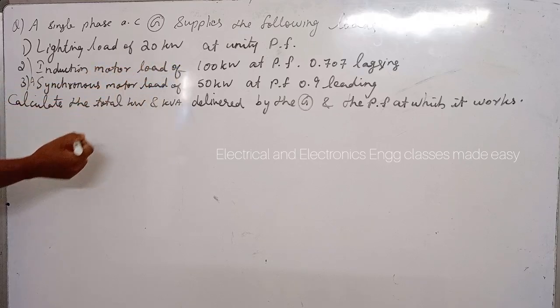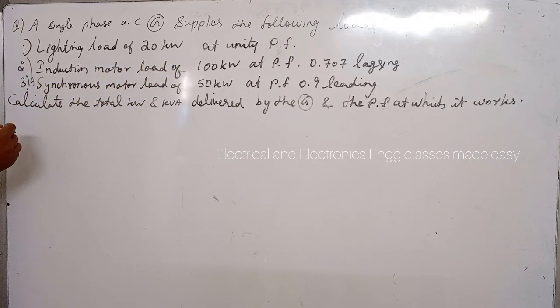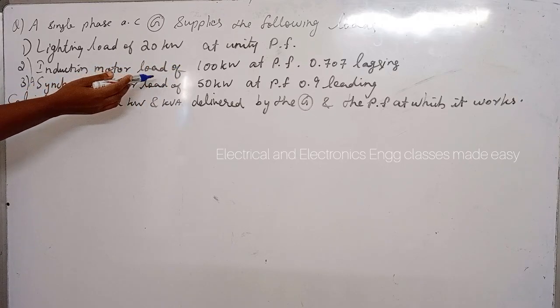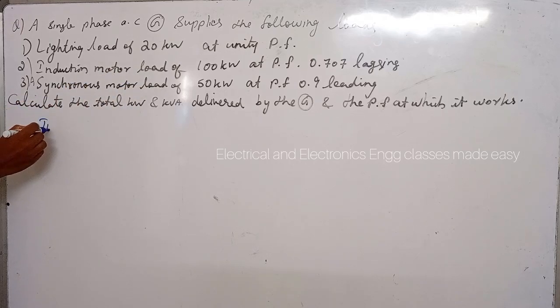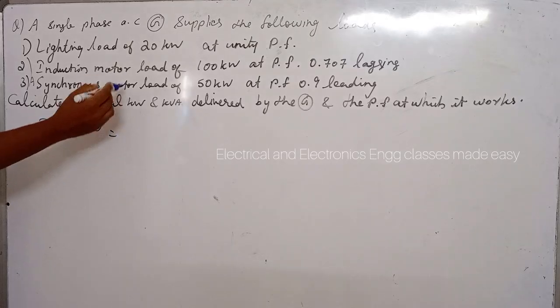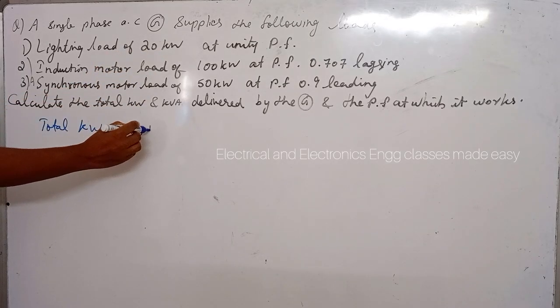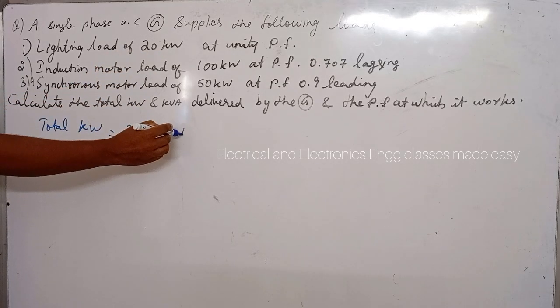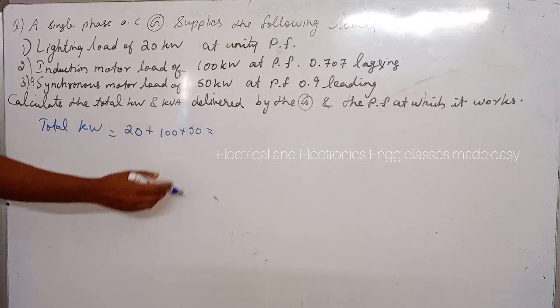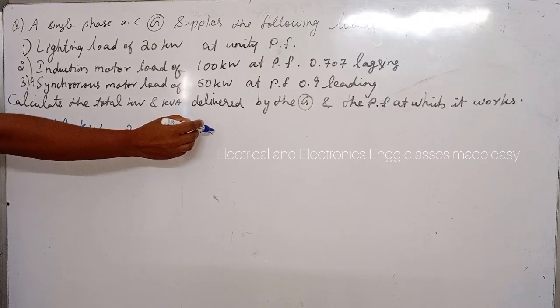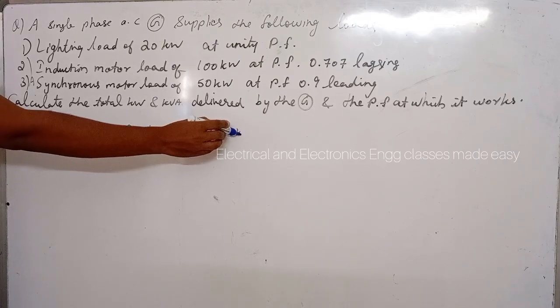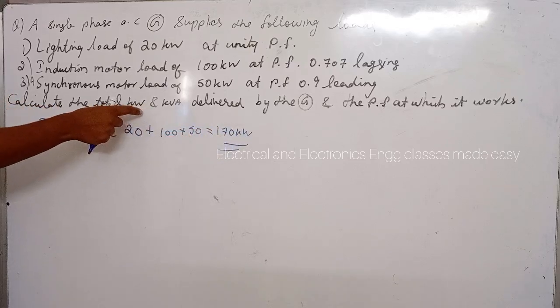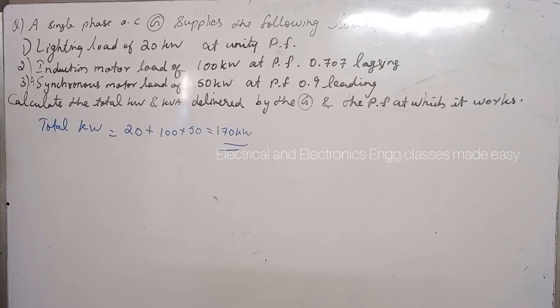kW rating is given. So first of all we can find the total kW. Total kW is equal to 20 plus 100 plus 50, and that is equal to 170 kilowatt. So total kW we have got. Now we have to calculate kVA and power factor.